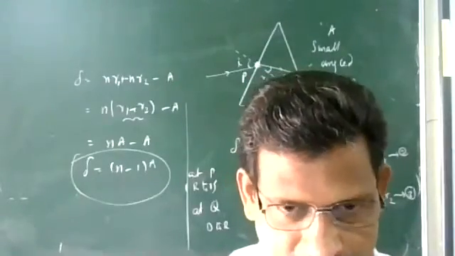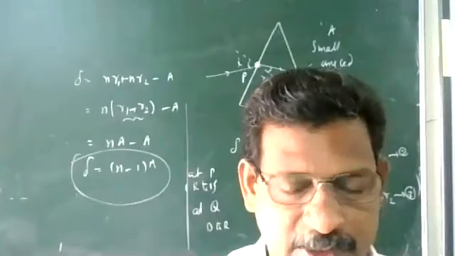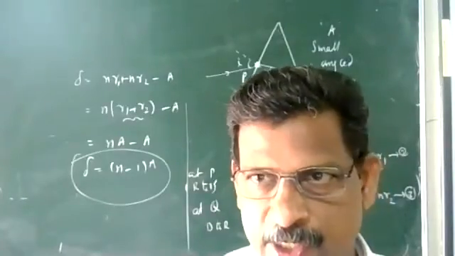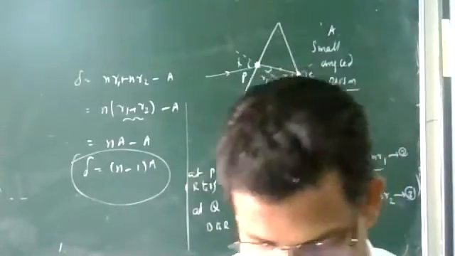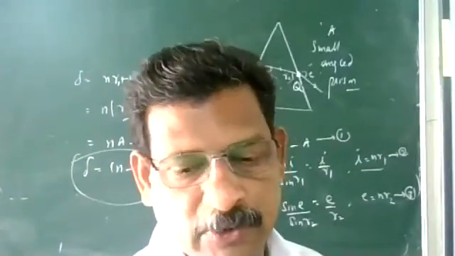For an equilateral glass prism, A is 60 degree and angle of incidence is 50 degree. Equations are in front of you, you can calculate the value, and when I ask, you have to give the answer. Don't shout the answer.